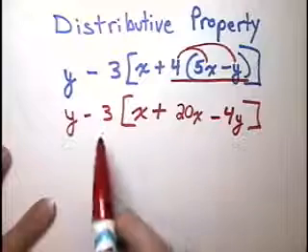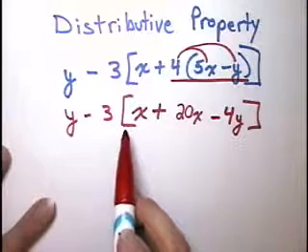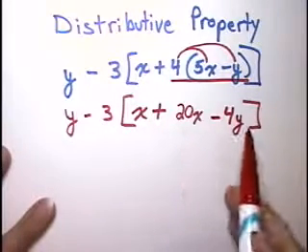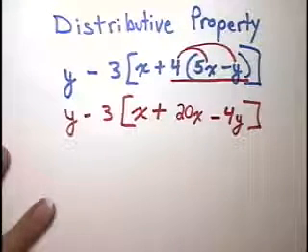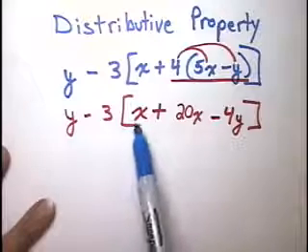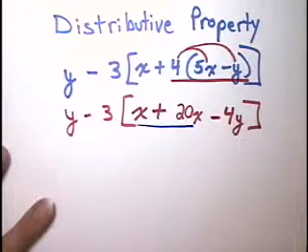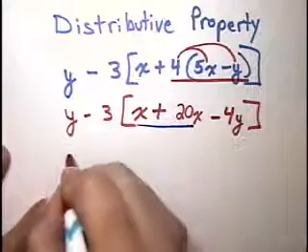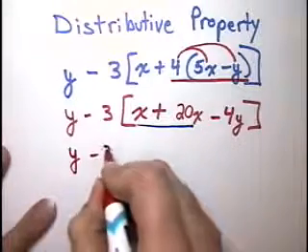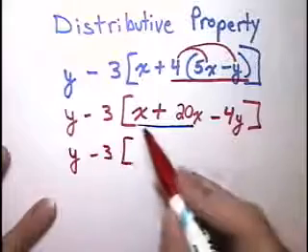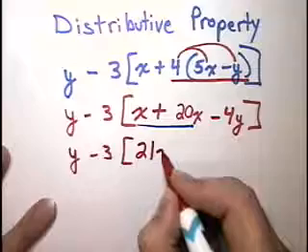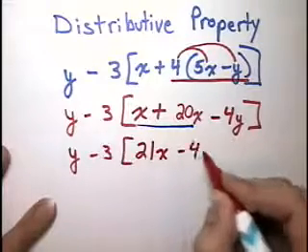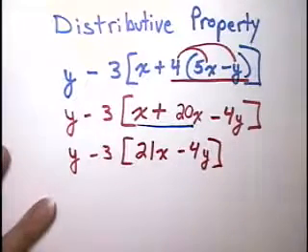Now I know that this 3 is being multiplied by everything inside these brackets, so I'm going to use the distributive property again. However, if I want to, I can see that I have like terms here, the x and the 20x. If I want to, I could go ahead and combine. So let's do that. Let's leave everything else alone, but let's combine the x plus 20x so that here I have 21x minus 4y inside my brackets.